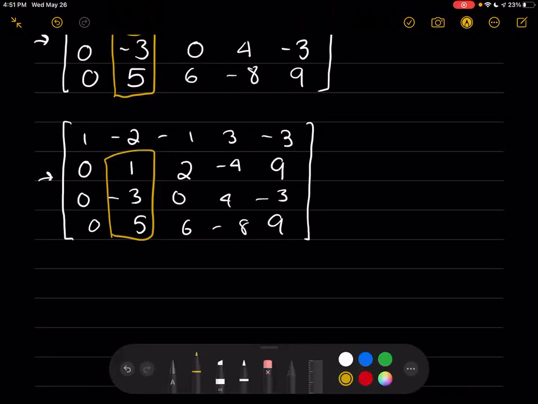All right, so I want to cancel out that -3 and that 5. So to do that, I think I'm going to take the second row. I'm going to multiply it by 3 and add it. And I'm going to take the same row, that second row, I'm going to multiply it by -5 to cancel out that +5, and I'm going to add it.